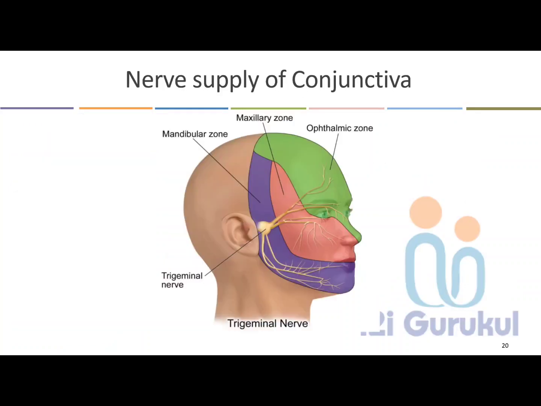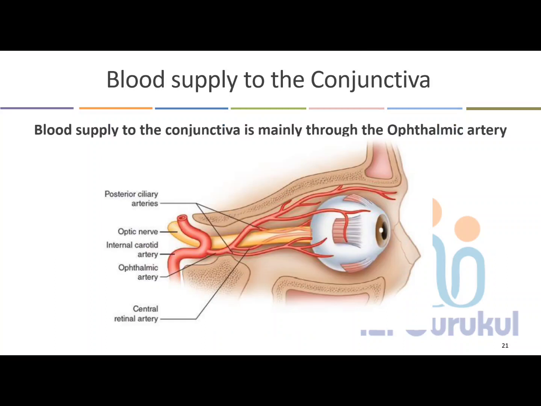Now moving towards the nerve supply of the conjunctiva. The nerve supply is derived from the first division of the trigeminal nerve. The nerve supply of the conjunctiva is around the eye. Cranial nerve 5 helps for the nerve supply to the area around the eye and to the cornea. Moving towards the blood supply. The blood supply of the conjunctiva is mainly through the ophthalmic artery.